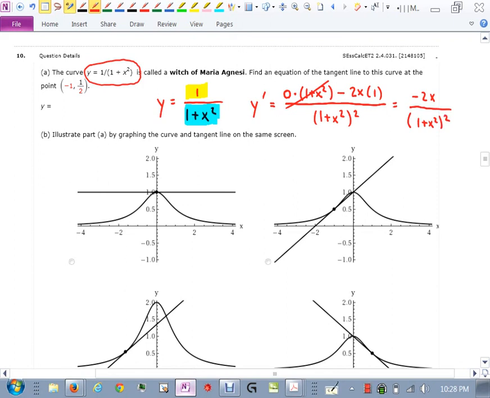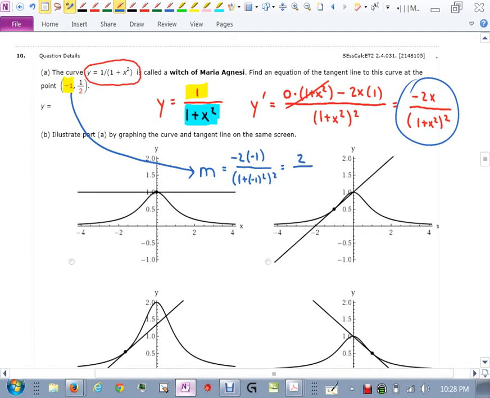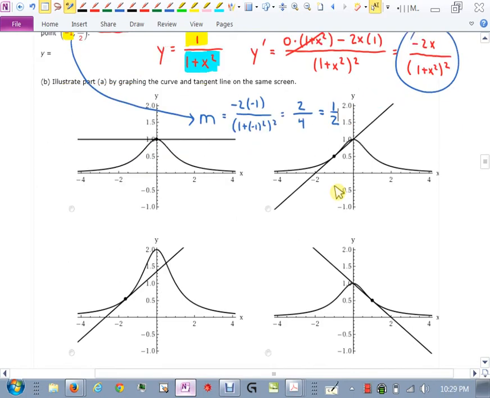Now, what we're interested in is what's happening when x is negative 1, and that'll give me my slope. So with x being negative 1, I'm plugging in x is negative 1, I get negative 2 times negative 1 over 1 plus, be careful here, negative 1 squared, squared. So the numerator gives me 2. The denominator, negative 1 squared is 1. 1 plus 1 is 2, but 2 squared is 4. So we get 2 over 4, here we got 1 half. And so the slope of my tangent line is 1 half. Now we can come up with the equation. I'll just throw it in here.